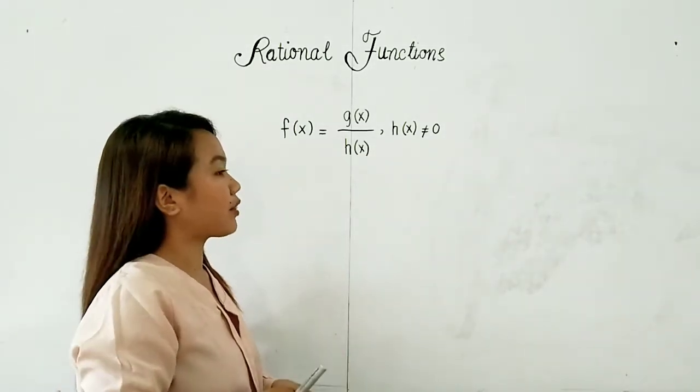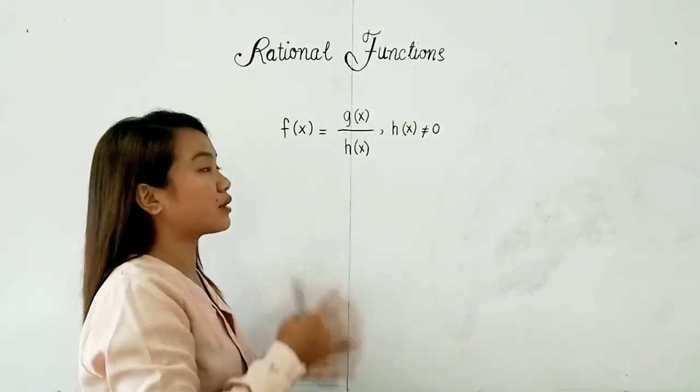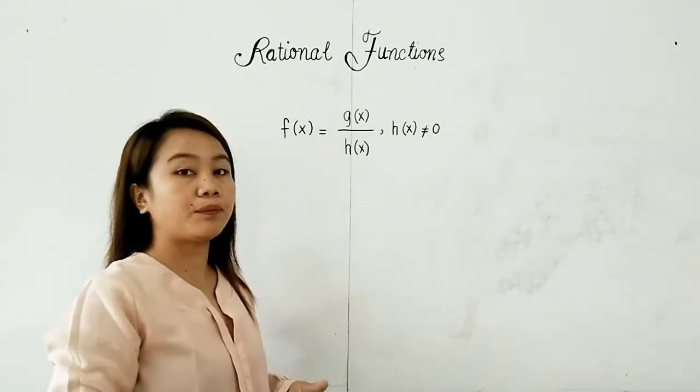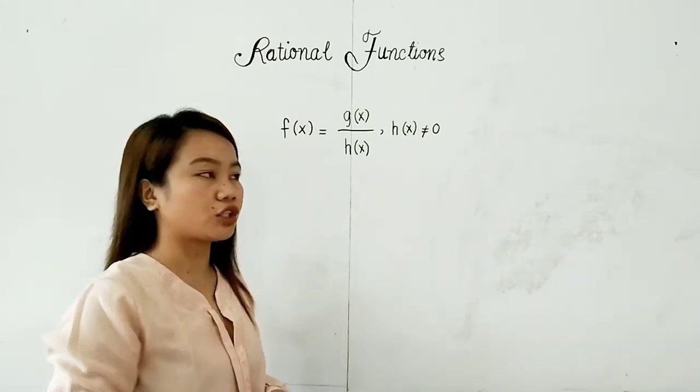And please remember that both the g of x and the h of x of our rational function should be polynomial. So let's have examples of rational functions.